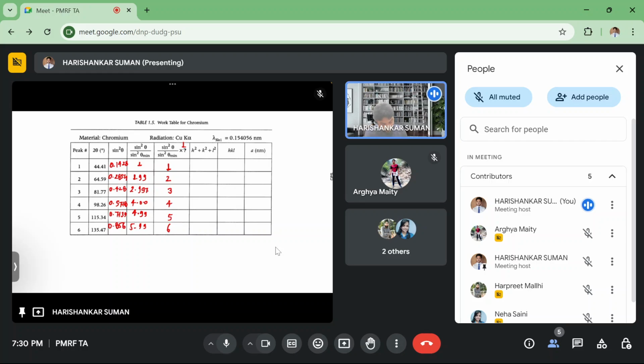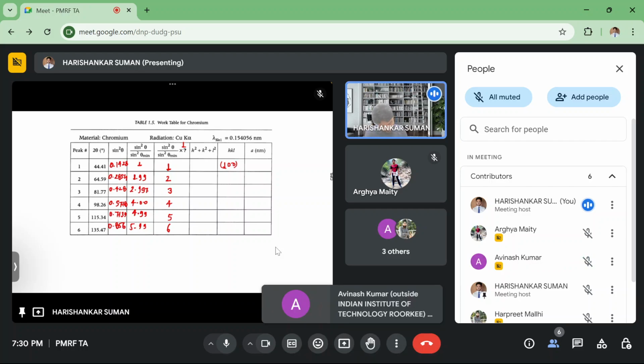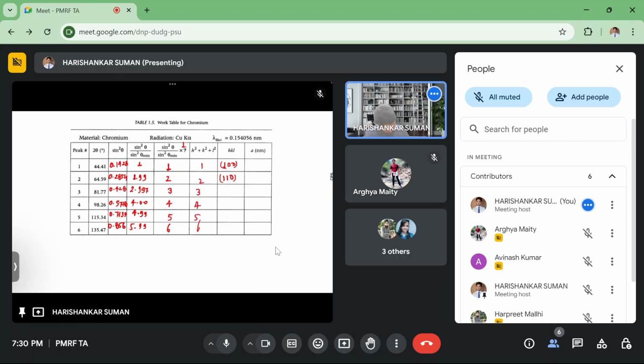So HKL: 1, 2, 1 square 1. This is 2, 3, 1, 4, 2, 0, 0, 5, and 6. 2, 1, 0. This will be 6.